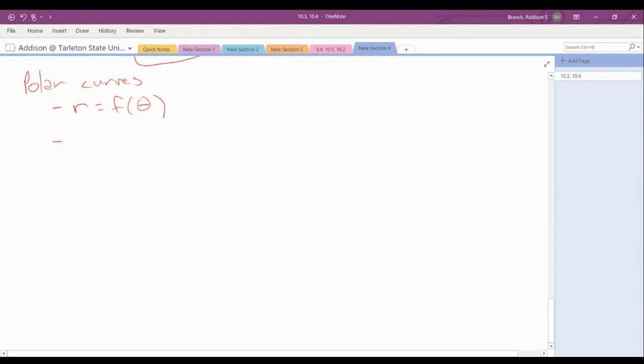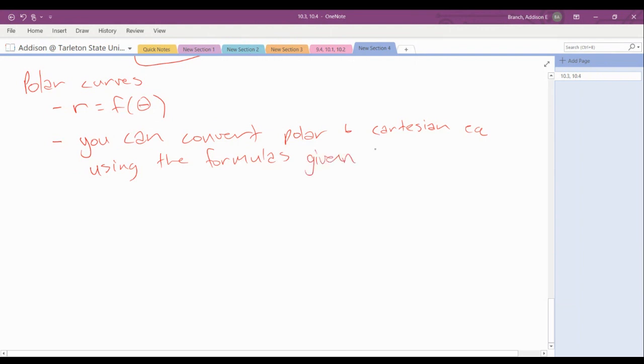It's also important to note, I'm probably not going to do any examples on this one today, but you can convert polar and Cartesian equations using the formulas given for coordinate conversion.